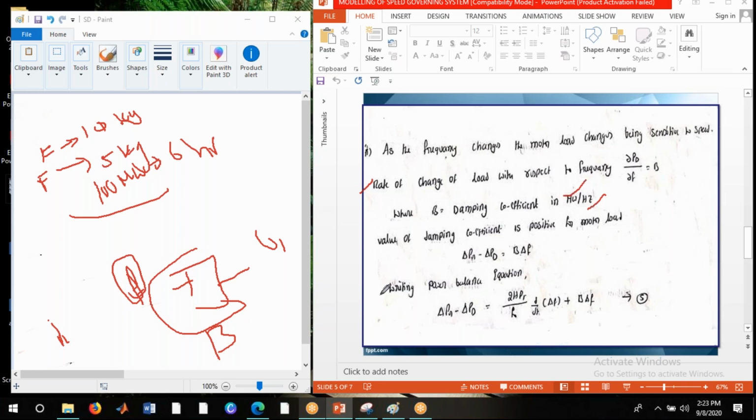Now the value of the damping coefficient is positive for motor load. It means that when the generation is more than the load, it has a positive value. When it is positive, it is considered a motor load, and a motor load is nothing but an inductive load. It should never be considered a negative value. Why? Because if it is negative, then the generator is acting as a motor. So we should not make this value negative.